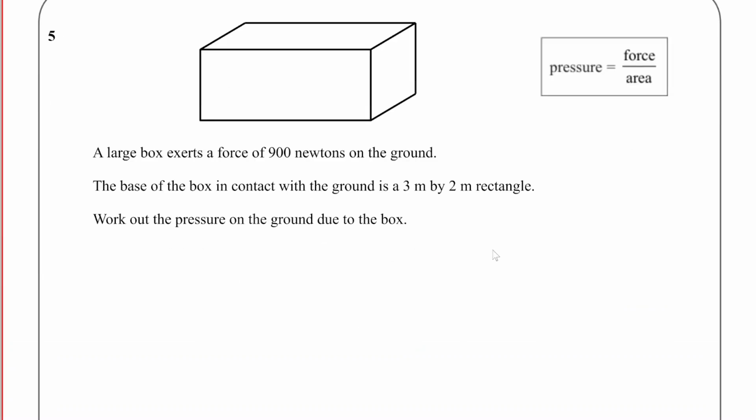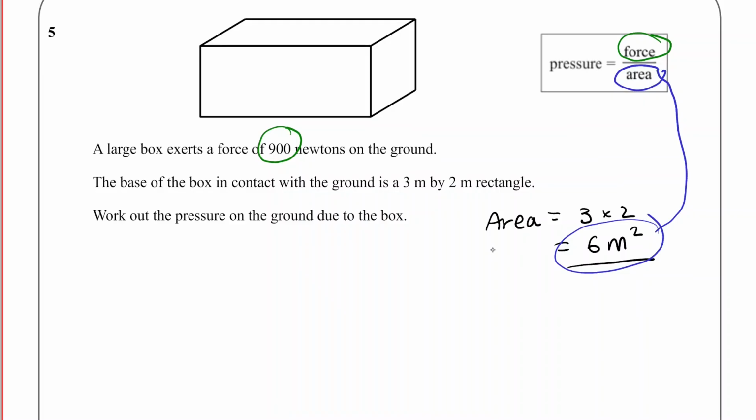Question 5. A large box exerts a force of 900 newtons on the ground. That's the force. The force is 900 newtons. The base of the box in contact with the ground is a 3 by 2 meter rectangle. So what's the area in contact with the ground? Area is 3 times 2, so 6 meters squared. So that is the area.